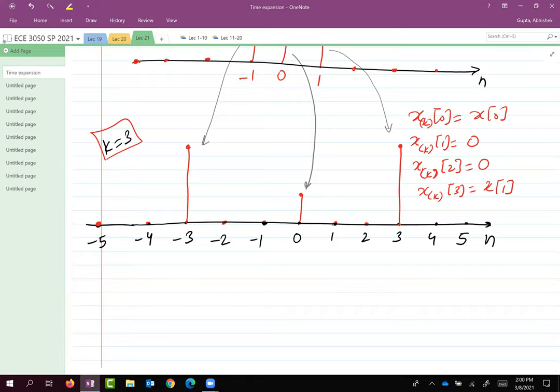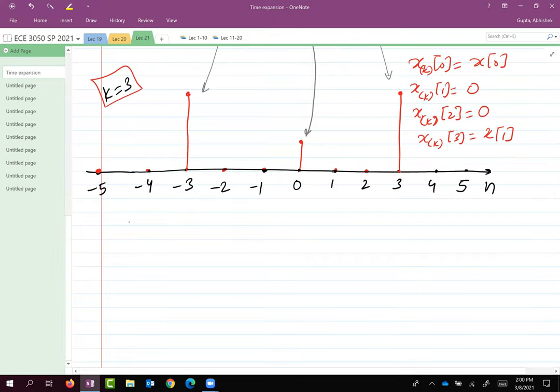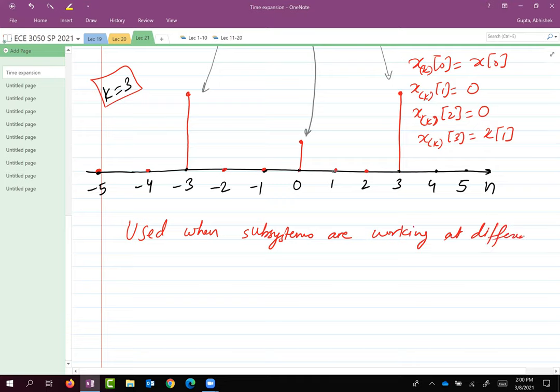Okay. Let me just write it. Used when subsystems are working at different timescales.